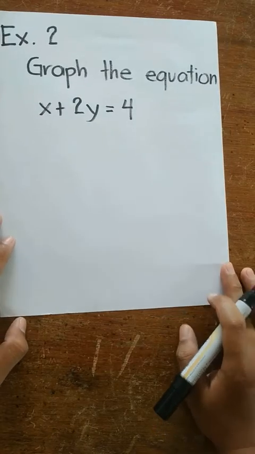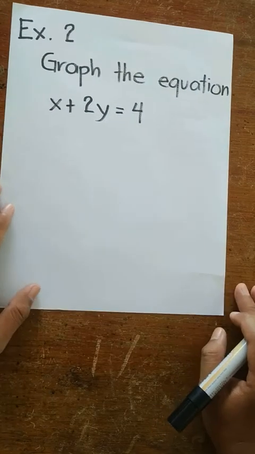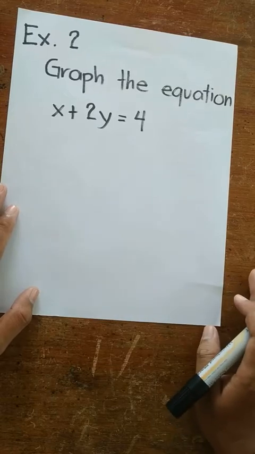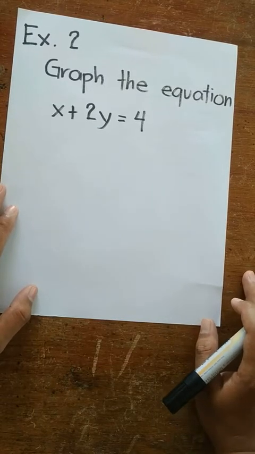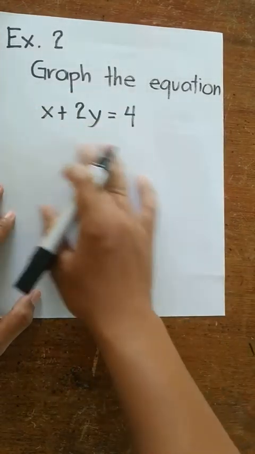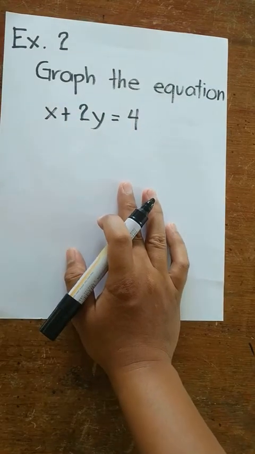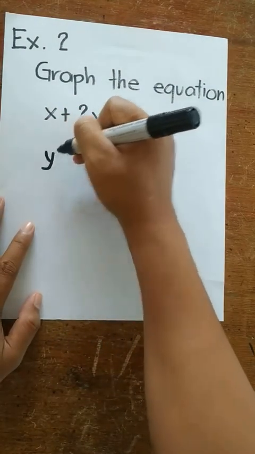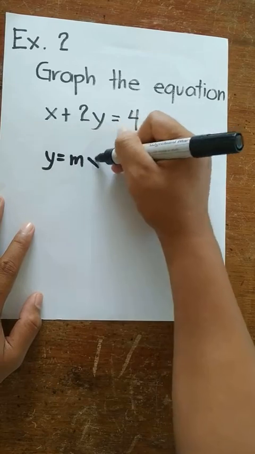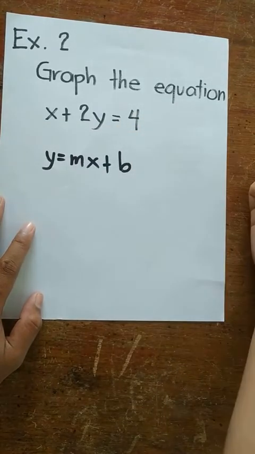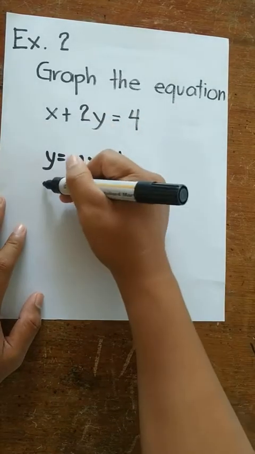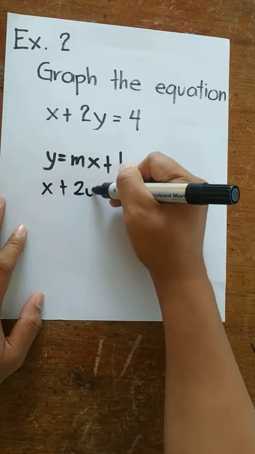Okay, so I'm assuming that you are already done. So let's try to check if you are right or wrong. Okay, so first we are going to transform this one into slope-intercept form, into y equals mx plus b form. Okay, so I will rewrite my equation.